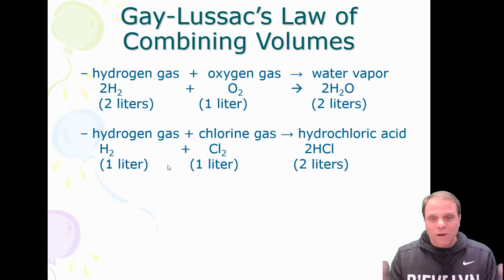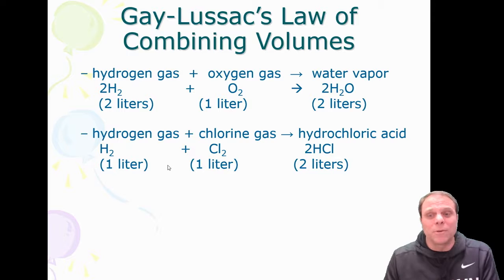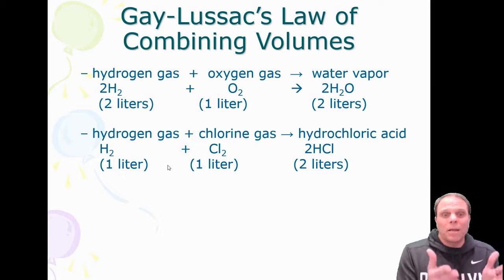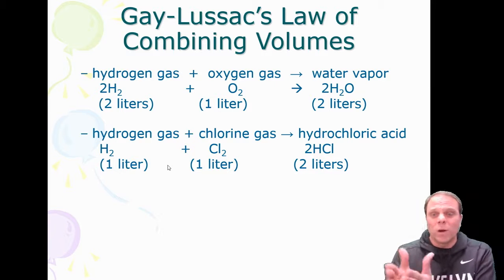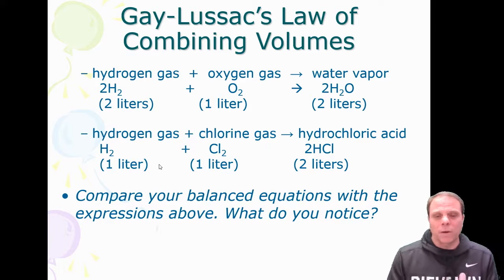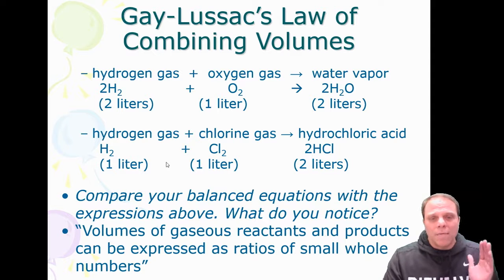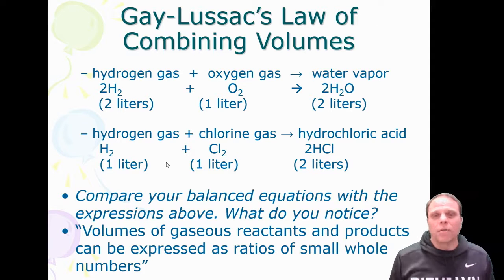All right, so another example, hydrogen gas and chlorine gas gives you hydrochloric acid as a gas. In this case, again, 1 plus 1 does equal 2, but that's not the important part. The part that's important is noticing that the 1 and the 1 and the 2 are just like the coefficients of the balanced chemical equation, right? So when you compare those balanced equations with the expressions, you notice that the volumes of the gases are the same as the coefficients, right? That the ratios are the same. And that's what Gay-Lussac's law of combining volumes says.